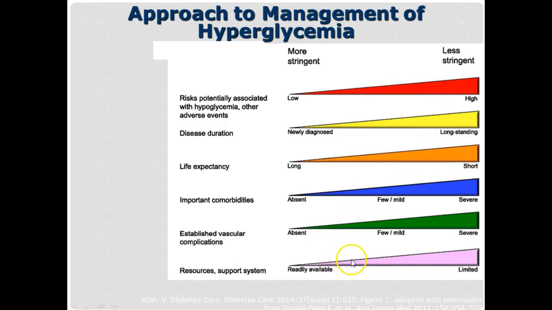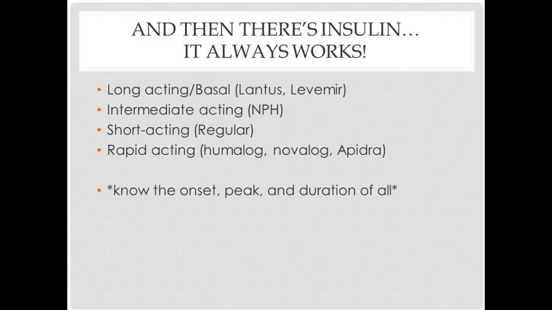Now, this one I do take some argument with. As the resources and support systems, they say here that if they're limited, you could loosen up the controls or the goal. And I say, keep it as strong as you can and get them the resources. Of course, there's always insulin, and you're going to be working with that in your homework as well.